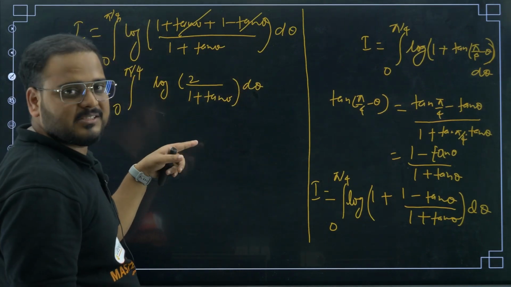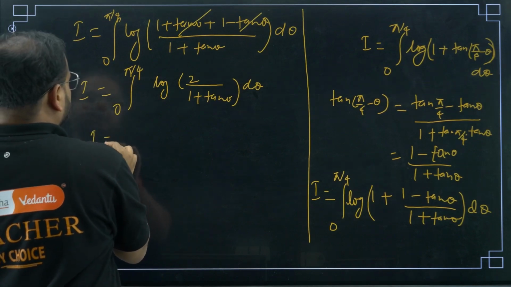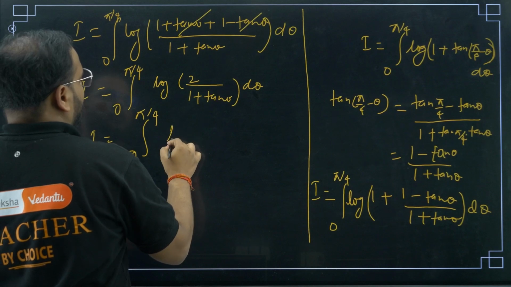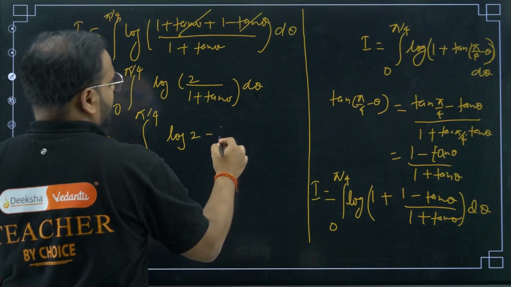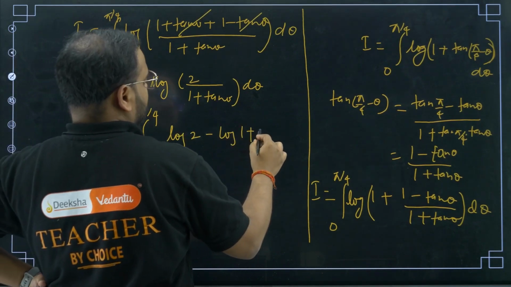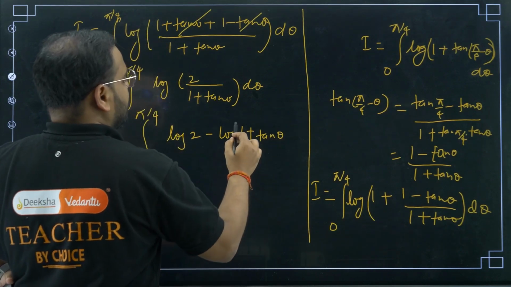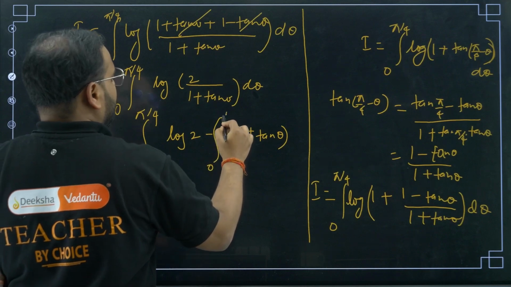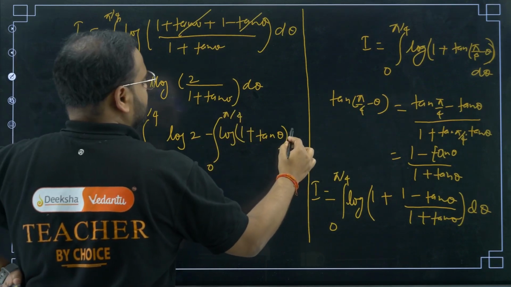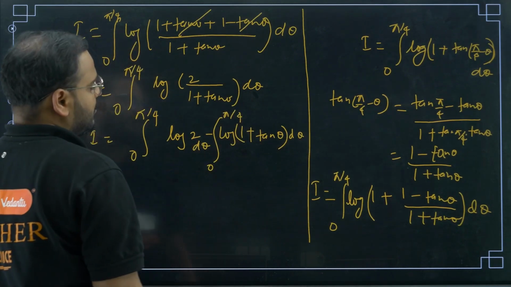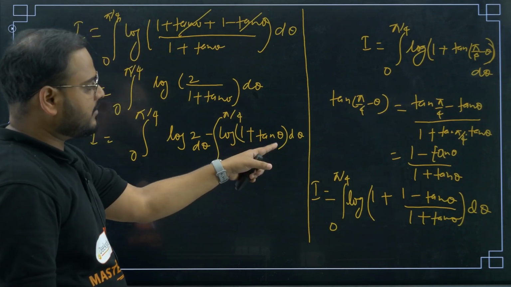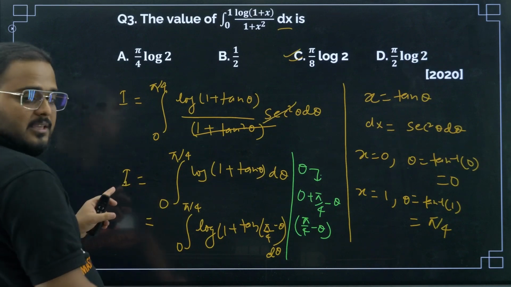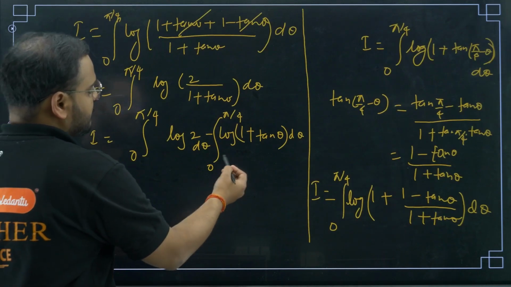Log A by B, formula is there, log A minus log B, so just write that part. 0 to pi by 4, okay, what is it? Log of 2 minus log of 1 plus tan theta, okay. Both the integrations you can write here, 0 to pi by 4, and this also is with d theta. Now if you look at this carefully, log of 1 plus tan theta d theta is the same thing, no? What is this value? Sir, I. This value is I.